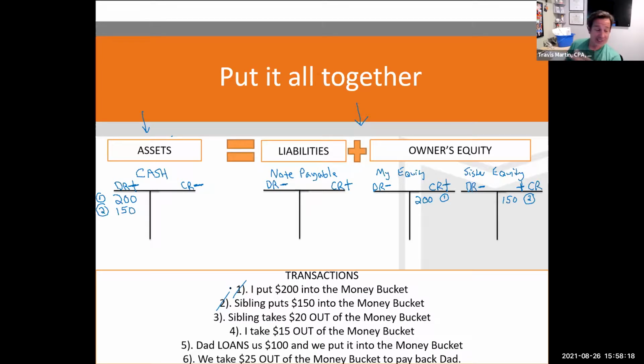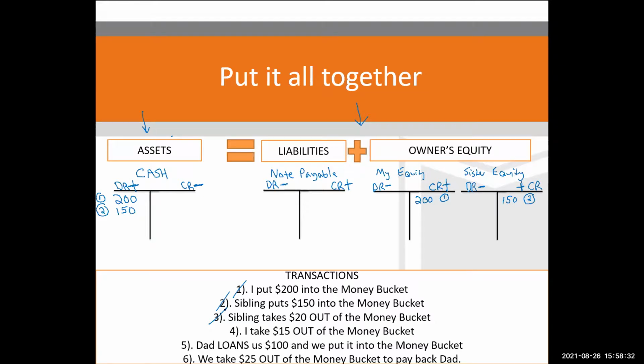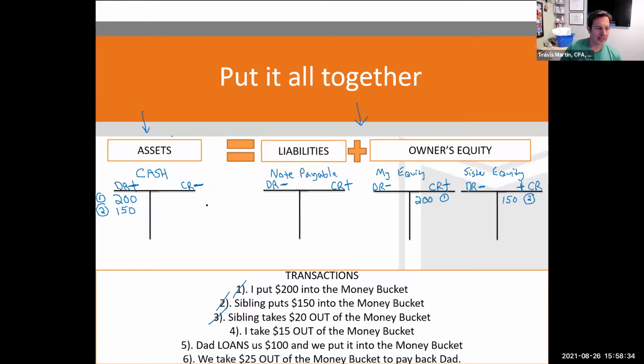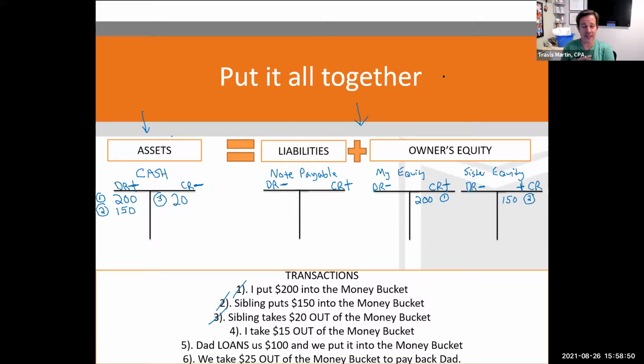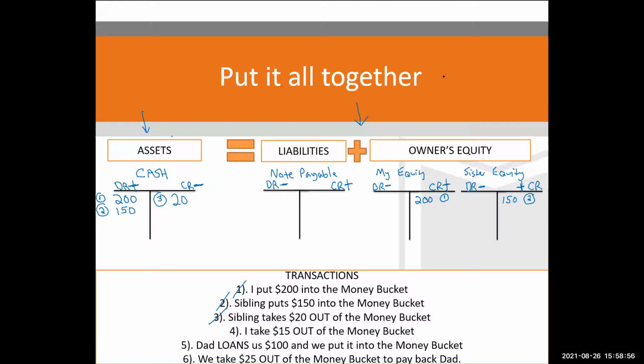All right, so number 3. Sibling comes along. She takes out $20 out of the money bucket. Anybody want to tackle that one and give me a debit and a credit? Wait, who takes it out? Okay. So we'll take that 20 and credit cash. We'll do a little 3 right there. What about the other side of it? Is it the sister taking it out? Yeah, sister's taking it out. So is that going to be a debit or a credit under equity? That'd be a debit.